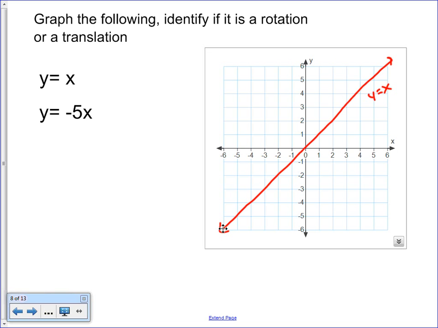And I'm going to graph the other one. So we have negative 5x. We have a y-intercept of 0. Right there. And we are going to go down 5 over 1 to plot another point.